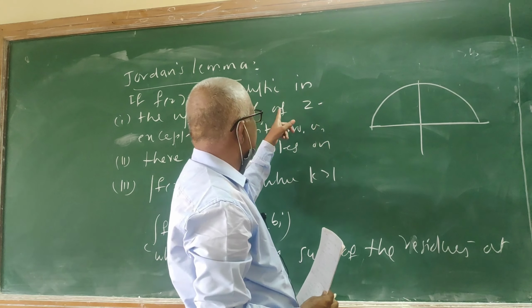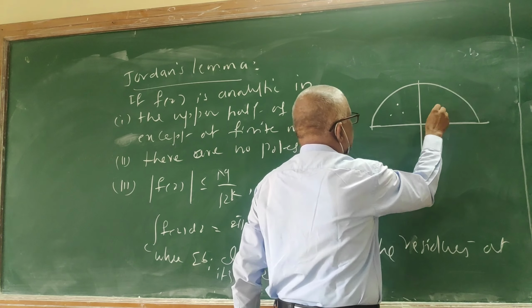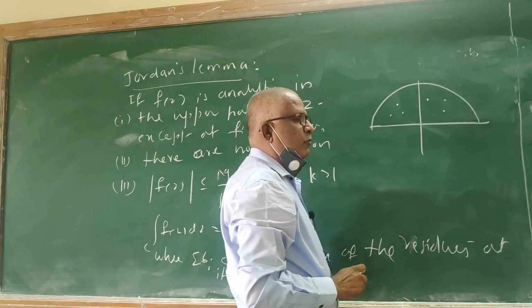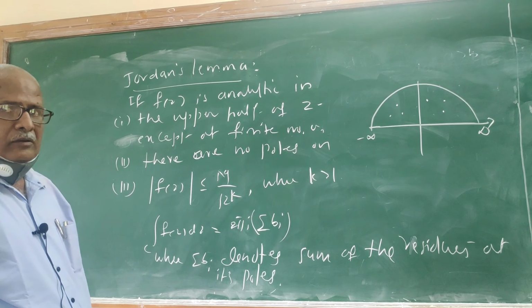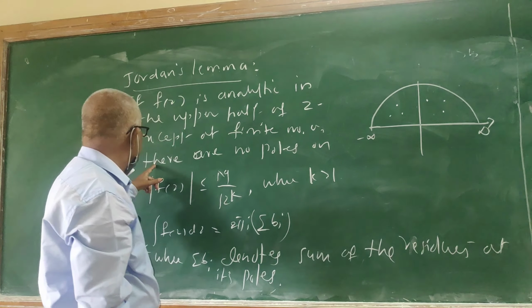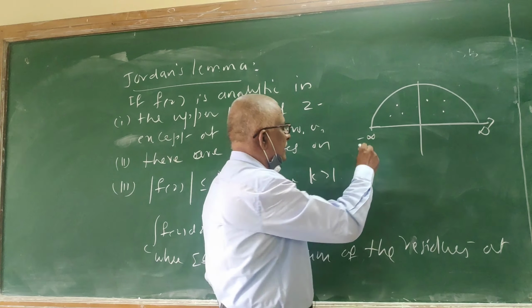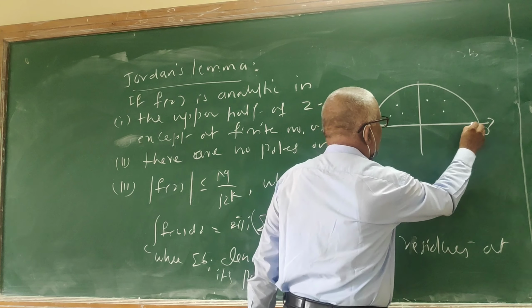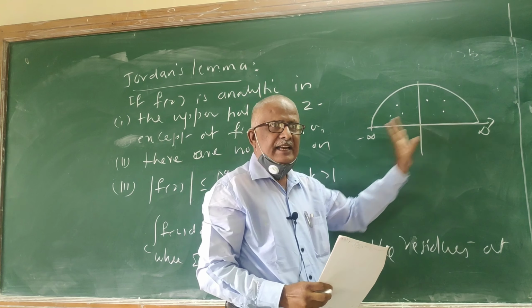So if f of z is analytic in the upper half of the z plane, except at some poles, to be analytic here, and no poles are. So the second hypothesis: there are no poles on the x-axis, the real x-axis, no poles at all. So f of z is analytic everywhere on this real line.